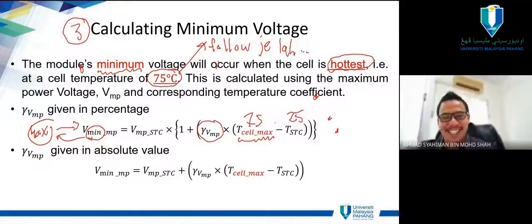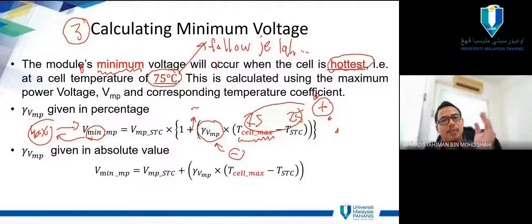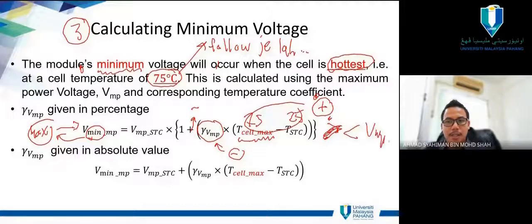Right. Okay, so T cell max here is 75 minus 25. 75 minus 25, apparently it will become positive. The value becomes positive, and this one is negative. Negative and positive become negative, which means it will become minus. When it becomes minus it means it will degrade. So logically it is smaller, lesser than the VMP STC.